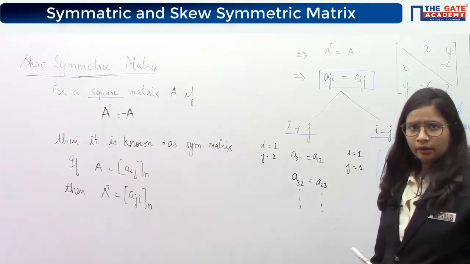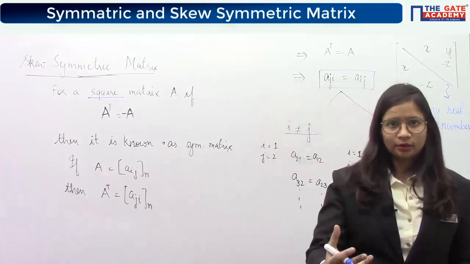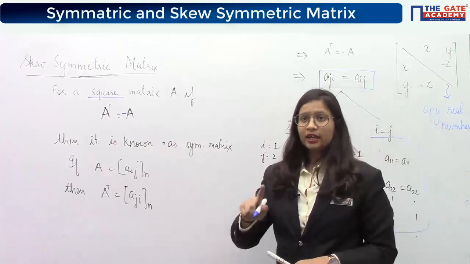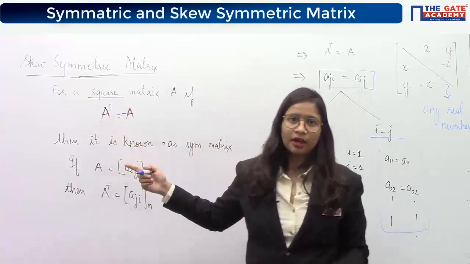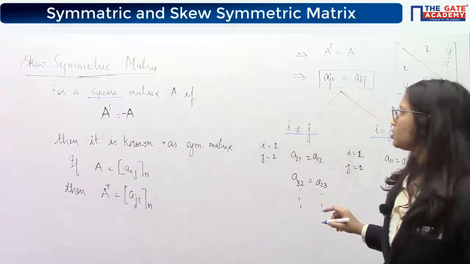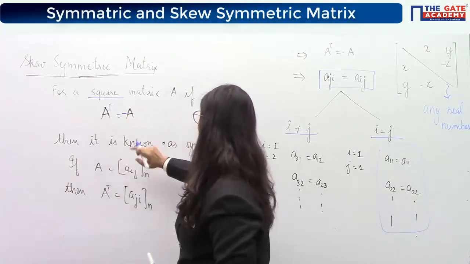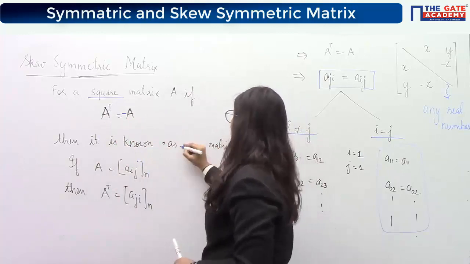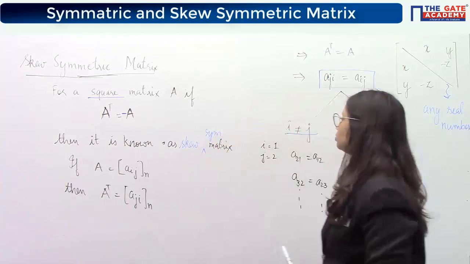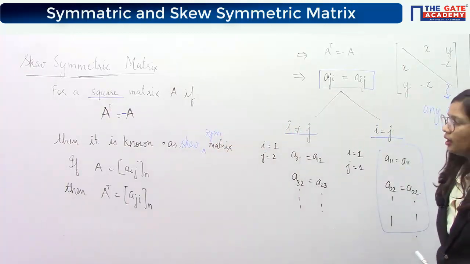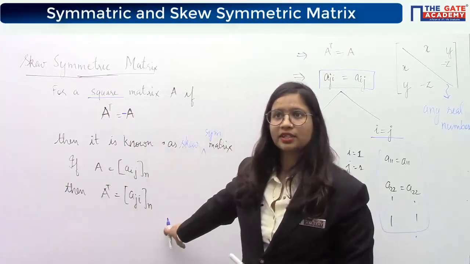Again, tell me, can a skew symmetric matrix be a rectangular matrix? Obviously it cannot be, because again you have to equate them, so their order should remain the same, and that's why it can't be a rectangular matrix. So again, it will be a square matrix. For a square matrix A, if A transpose is equal to negative of A, then it is known as a skew symmetric matrix. Now, if A is this one, we can write A transpose as AJI.